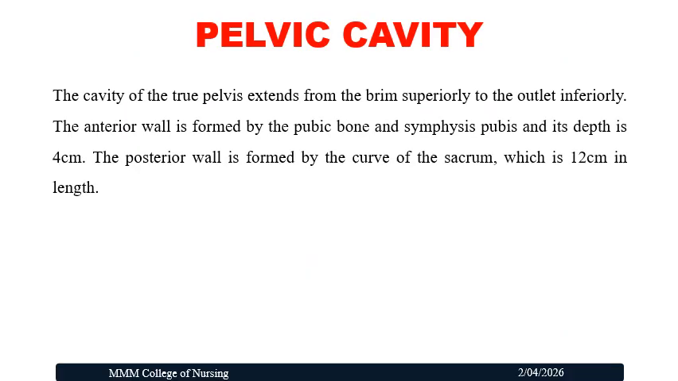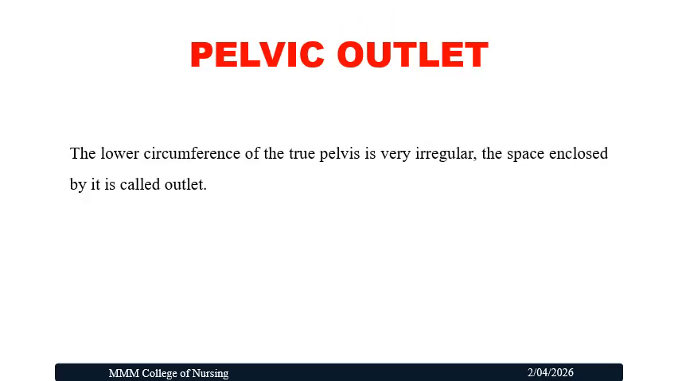Pelvic cavity. The cavity of the true pelvis extends from the brim superiorly to the outlet inferiorly. The anterior wall is formed by the pubic bone and the symphysis pubis, and its depth is 4 cm. The posterior wall is formed by the curve of the sacrum, which is 12 cm in length. Pelvic outlet is the lower circumference of the true pelvis. It is very irregular. The space enclosed by it is called the outlet.